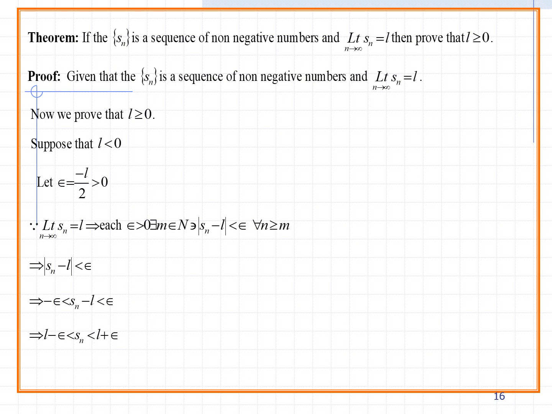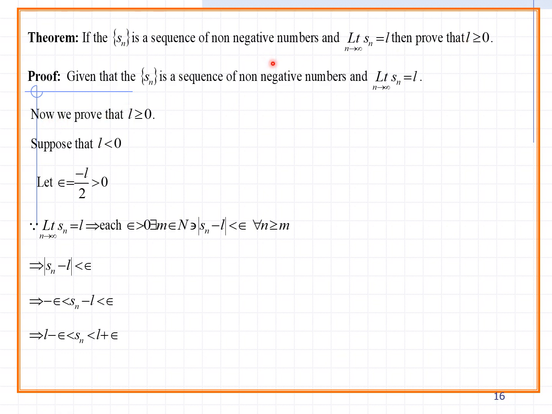Let us see one more theorem. If Sn is a sequence of non-negative numbers and limit n tends to infinity Sn equal to L, then prove that L is greater than or equal to 0. Sn is the given sequence. So what type of elements are there? Non-negative numbers, not negative numbers. You have already taken the sequence to be positive, so the limit value also is positive. Simply, you can see the proof.